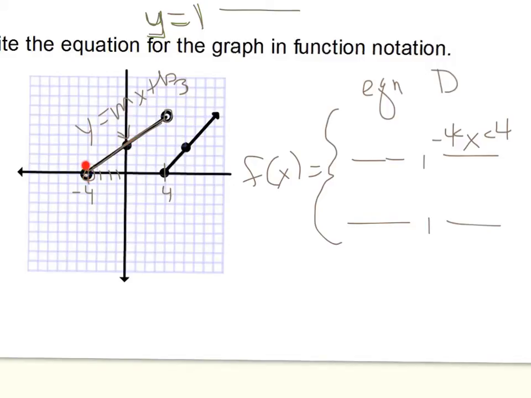just because. So I'm going to go 1, 2, 3 up, and 1, 2, 3, 4 to the right. So it's 3 up, so positive 3, and 3 to the right, so positive 4. It's 3/4 x. So my equation for that piece is y equals, now we already have the y equals, f of x equals 3/4 x plus 3.